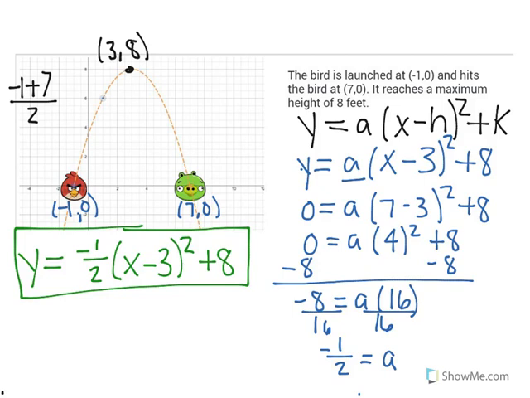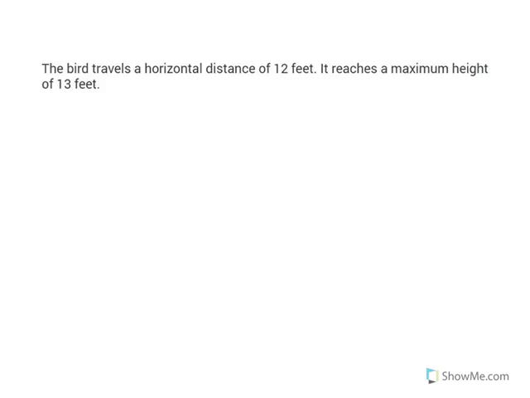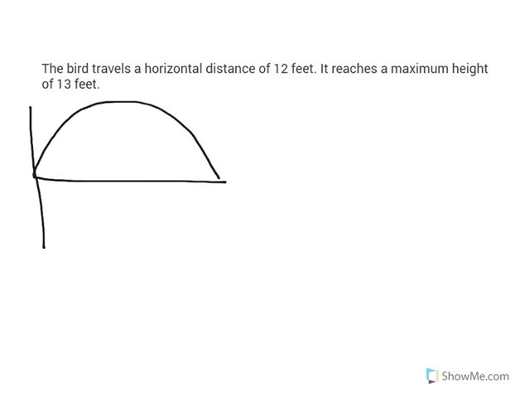Let's look at one more example. The bird travels a horizontal distance of 12 feet. It reaches a maximum height of 13 feet. So in this problem, we don't actually have the picture to go off of. So the first thing that we're going to do is draw our own picture. So I know that the bird is launched and it's going to land 12 feet away from where it was launched. And I also know that the maximum height that the bird hits is 13.